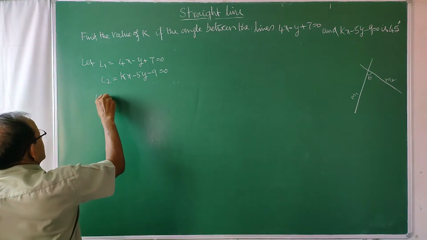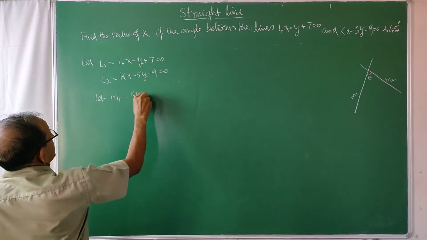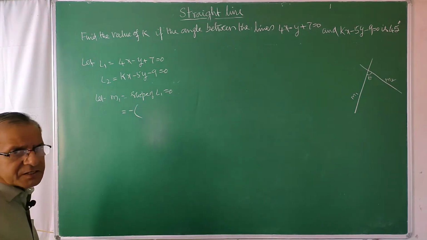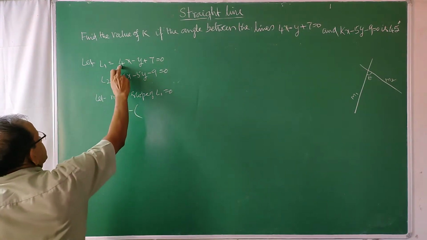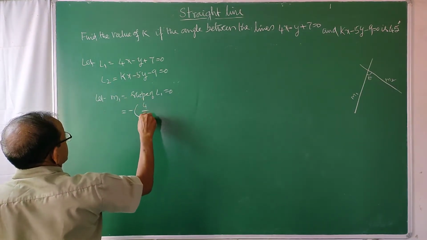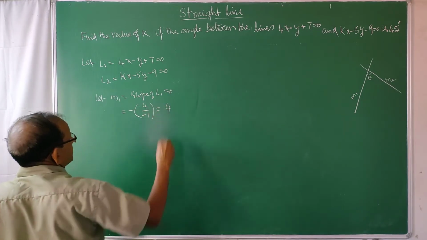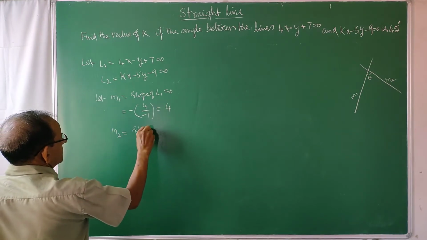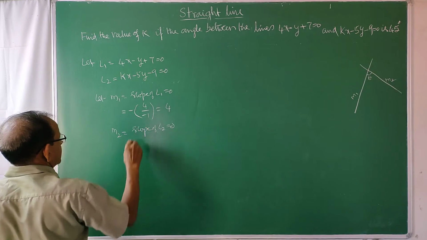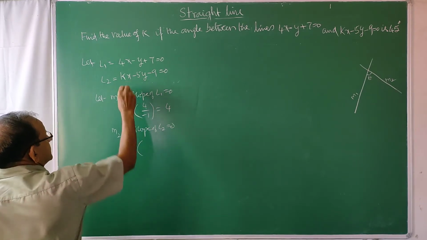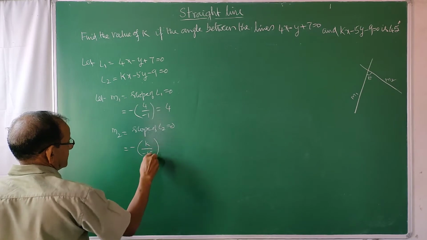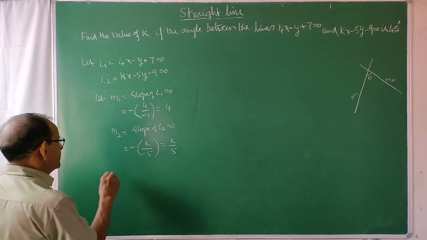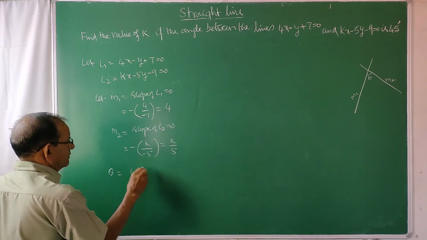Let M1 is equal to slope of L1 is equal to 0, first line, that is minus of coefficient of x by coefficient of y is the slope. Coefficient of x is 4, coefficient of y is minus 1, 4 by minus 1, that is minus 4, that is minus of minus 4, plus 4, and M2, slope of L2 is equal to 0, second line, that is minus of coefficient of x is k, coefficient of y is minus 5, so this is k by 5. So I have got the slopes. Theta is given as 45.